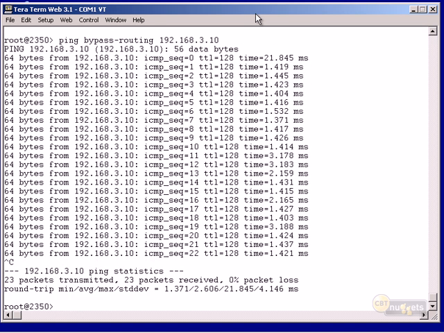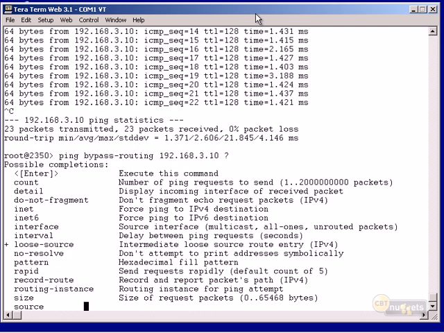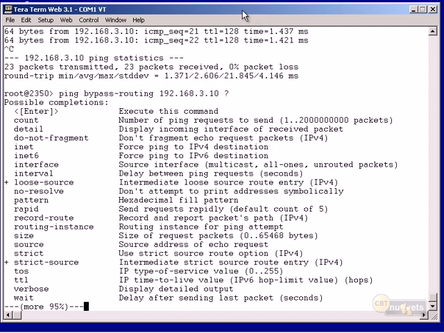Okay, that stops it. So I could also do ping, and then we'll do the bypass routing thing, and we'll do the 192 address 3.10 and see what our options are. We could say, well, this time let's do a count of 4 or 5, which is typically what you do on other systems. Okay, or we could say rapid. It defaults to 5, so it sends 5 rapid requests.